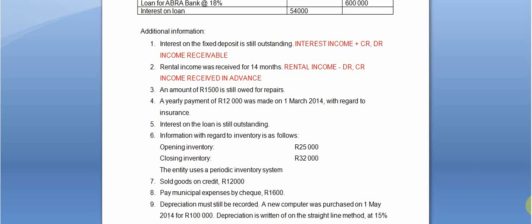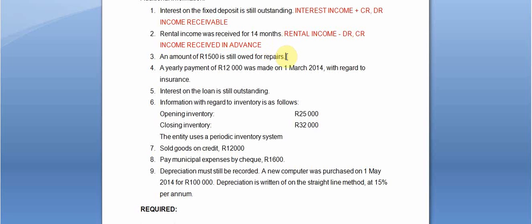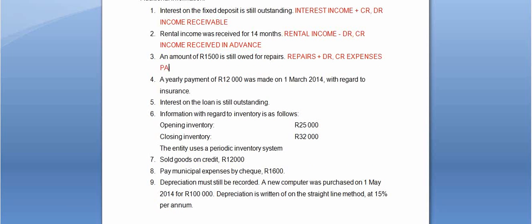Number 3 says that an amount of 1,500 is still owed for repairs. So repairs is still outstanding. Repairs is too little, so the repairs account is increased. It's an expense, so that gives me a debit. I will short a credit entry, and that credit entry will be expenses payable. Expenses payable means that I still have to pay that expense.